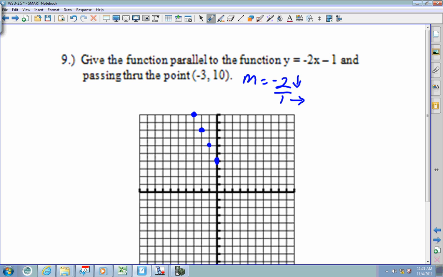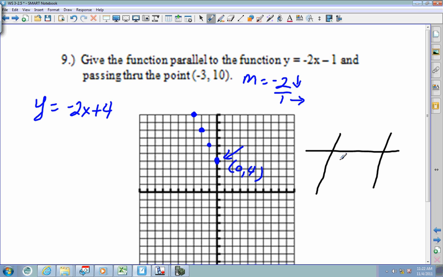Ding, ding, ding. That's what I need as my y-intercept. 1, 2, 3, 4. 0, 4. My equation would be y equals negative 2x plus 4. Now, if I wanted to do it by a table, I could put in the point negative 3, 10, and then my slope of negative 2 times negative 3, multiply those together, get 6. What do you have to do to 6 to get to 10? Add 4. So it would come up with the same thing, y equals negative 2x plus 4.